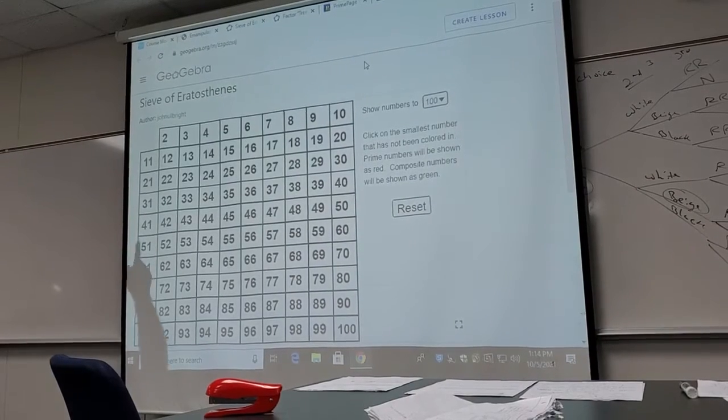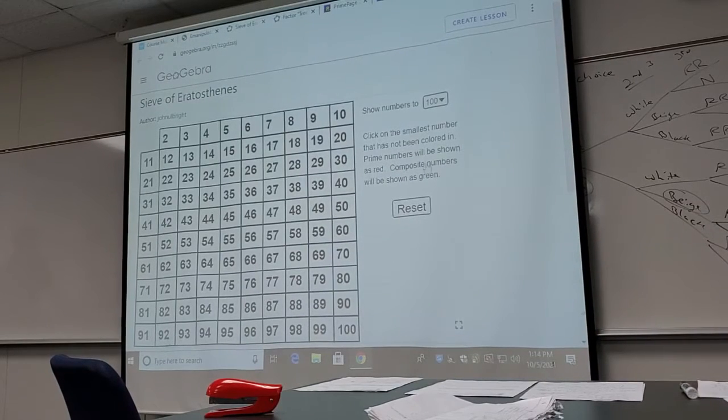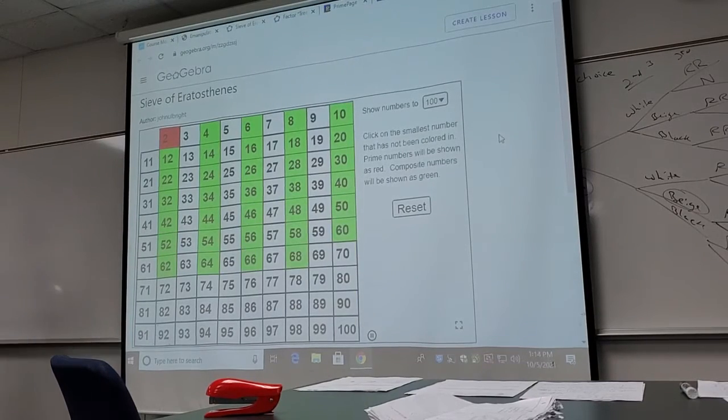So the whole idea of this is, the minute you know 2 is prime, so yeah, real quick, prime numbers in red, composite numbers in green. So the minute you know 2 is prime, you know that all the multiples of 2 are composite, because they're all 2 and something. So then if I go to 3, same thing. All the multiples of 3 are now composite. Are you guys with me?